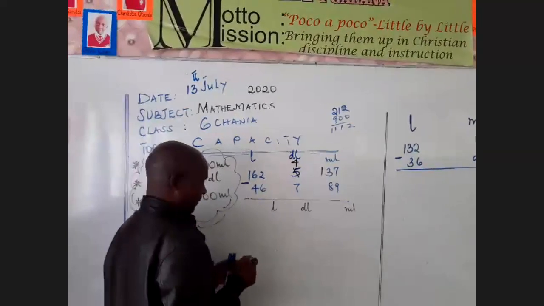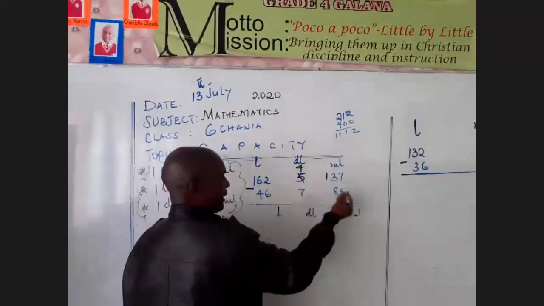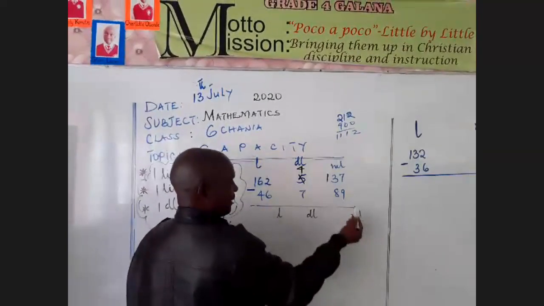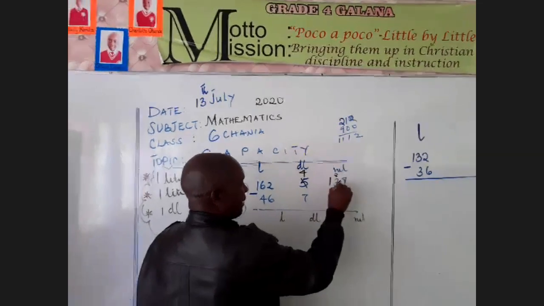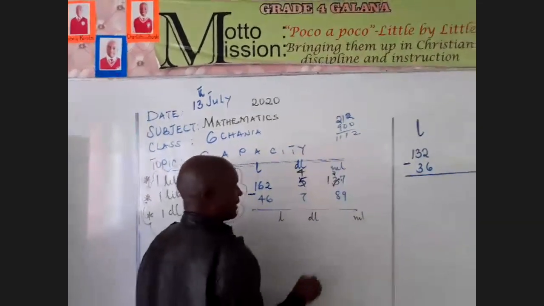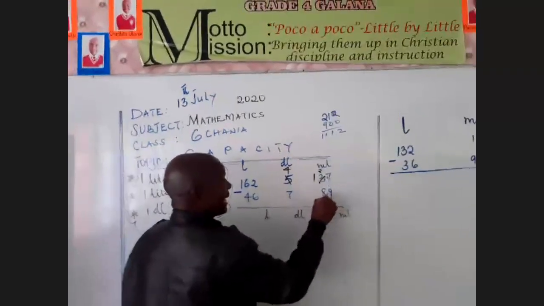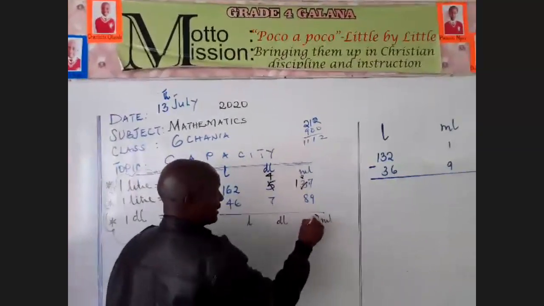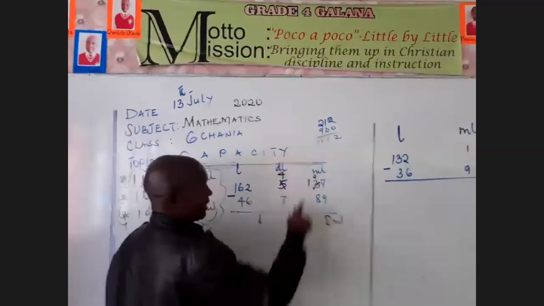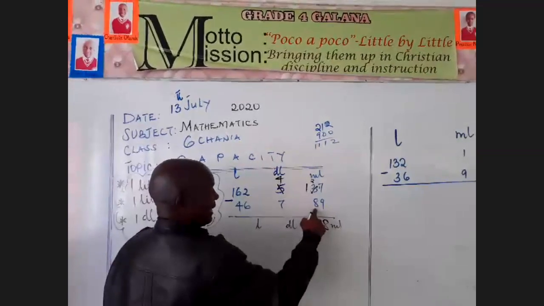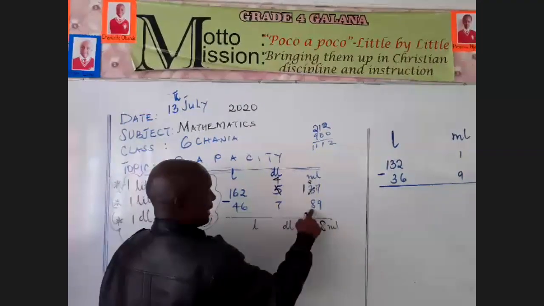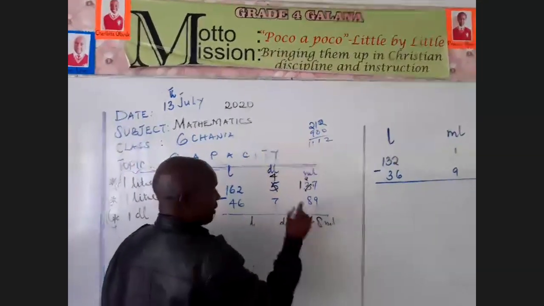So let's now subtract the normal borrowing and subtraction. 9 you cannot subtract from 7, so you'll borrow 1 from here, from 3, and remain with a 2, and make 7 to be 17. So that 17 less 9, you get the 8. 12 less 8. 12 minus 8 will give you a 4. So you have now put 8 milliliters.